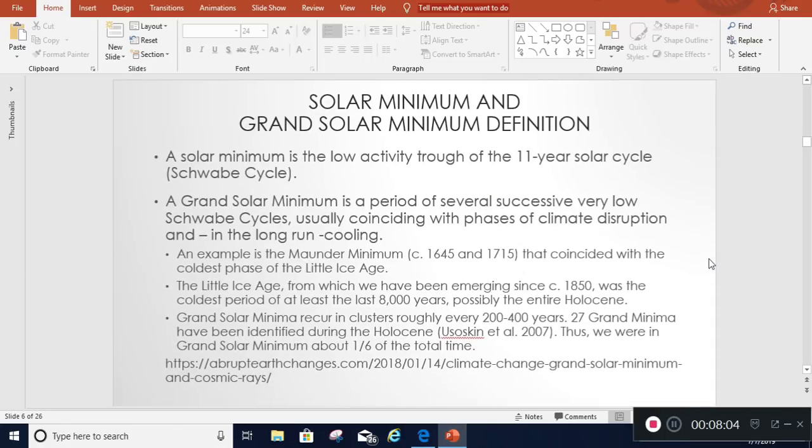All right, so solar minimum is the low activity trough of the 11-year solar cycle, that first chart that I showed. The grand solar minimum is a period of several successive very low Schwabe cycles, usually coinciding with a phase of climate disruption and a long run cooling. An example is the Maunder minimum, and you can go look up the Maunder minimum.